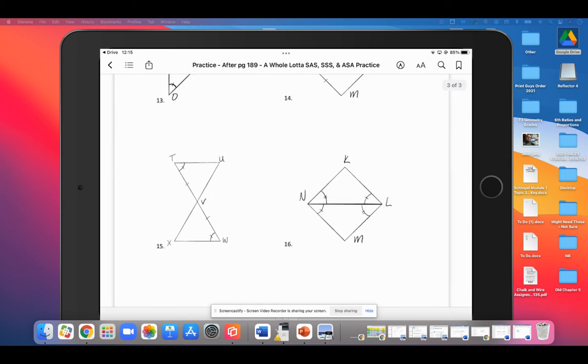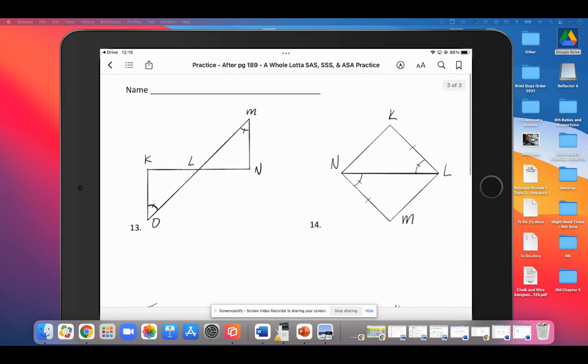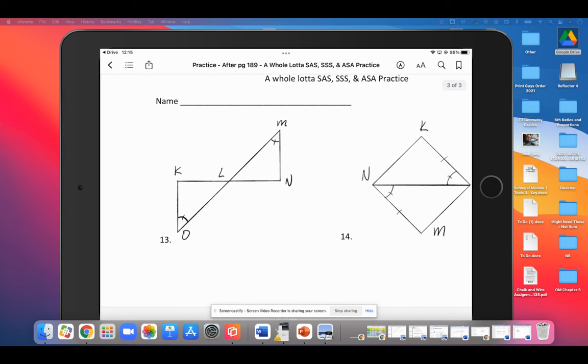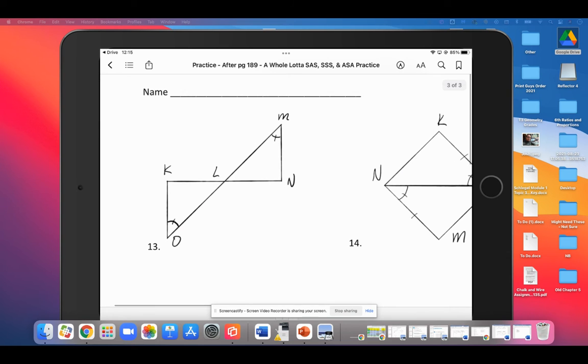Let's move on to 13, 14, 15, 16. We'll get these hammered out here. So I see that I have, for this one, that angle KOL is congruent to angle NML. I also see that I have vertical angles here. So angle KLO is congruent to angle NLM.